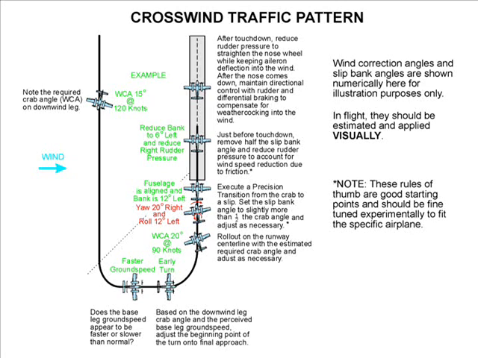After executing a precision transition and establishing the slip bank attitude, we expect that friction will decrease the wind speed just before touchdown, so we will decrease the slip bank attitude by half while reducing the slip rudder pressure just before the wheels touch. After touchdown, reduce rudder pressure to straighten the nose wheel while keeping aileron deflection into the wind. After the nose comes down, maintain directional control with rudder and differential braking to compensate for weathercocking into the wind.